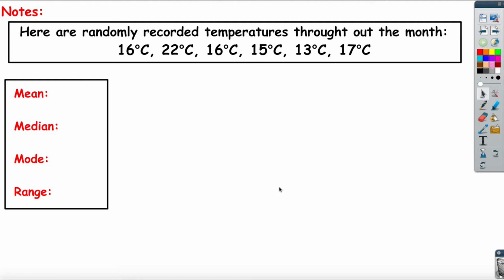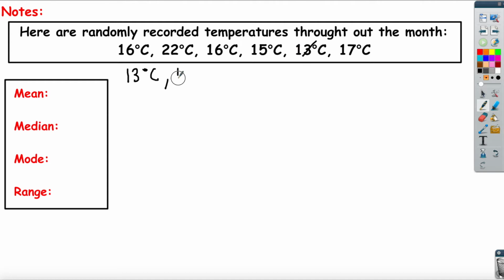Here are randomly recorded temperatures throughout the month. So I have 16 degrees Celsius, 22 degrees Celsius, so on and so forth. So the first thing I want to do is put these in numerical order. Don't forget that whenever you're finding the median, you need to have them in numerical order in order to find the middle value. So the smallest temperature, it looks like, is 13 degrees Celsius.